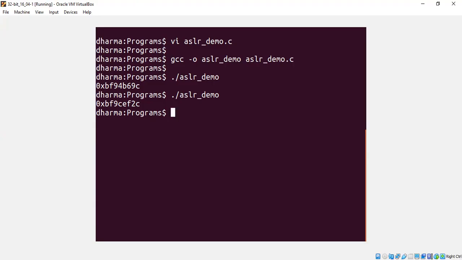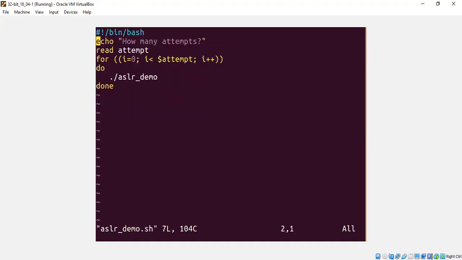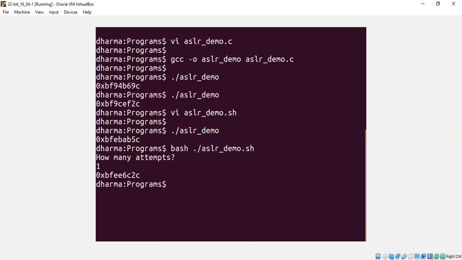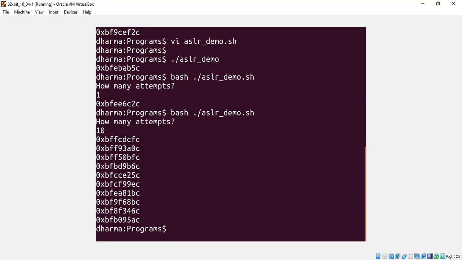So what I did actually is I wrote a little script. I think it's this one. It asks the user how many attempts, and then it keeps calling the ASLR demo program in a loop. Let's see if I just run it once, bash script. How many attempts? One attempt, you get one number. Suppose you say 10, it will call 10 times and print the possible address.